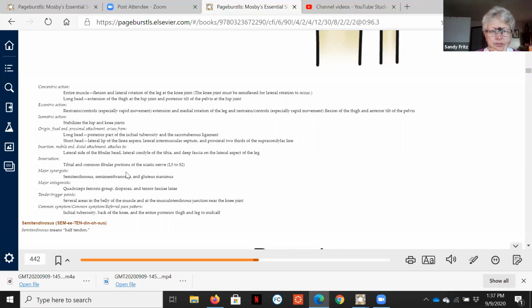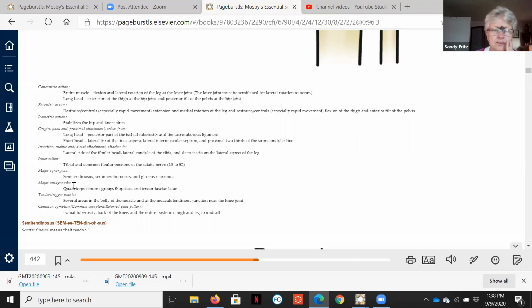Here are the nerves. So if you're having trouble with the muscle testing and it doesn't hold well, or it won't let go, it won't relax, the tone won't come down, then a neurologist or a physician might look to see what's going on with the innervation. And it is arising out of the sciatic nerve that exits from L5, lumbar 5, to sacral 2.